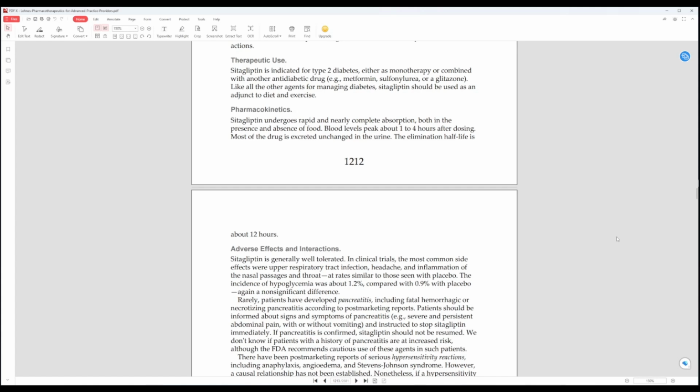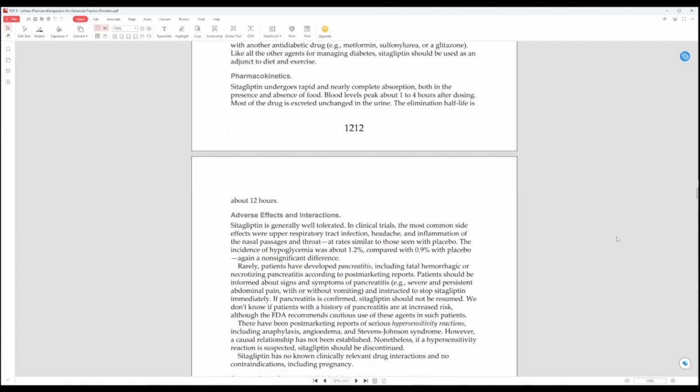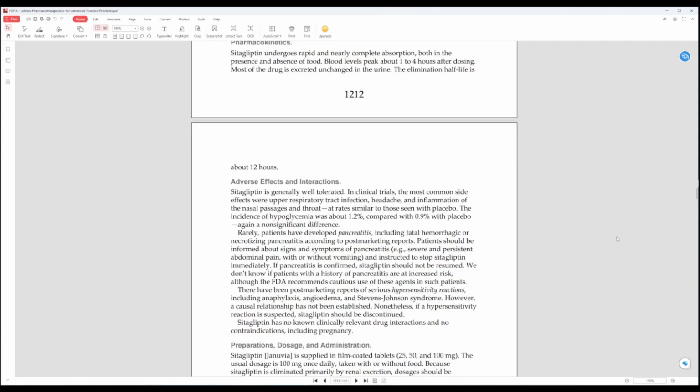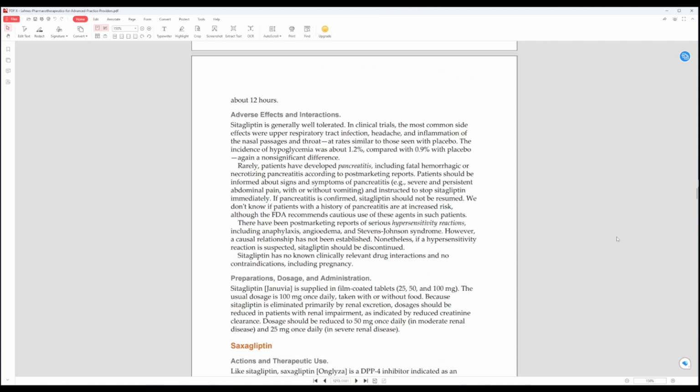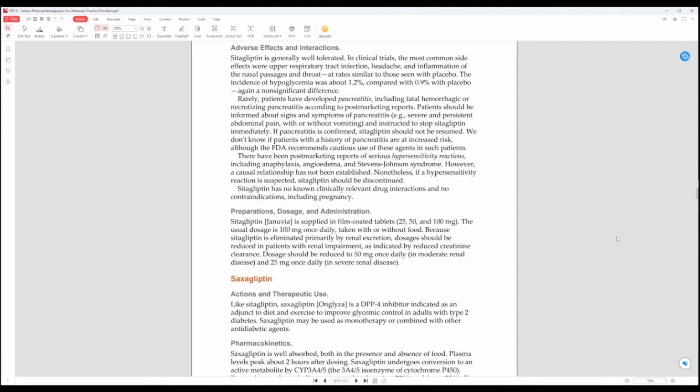Its pharmacokinetics. Sitagliptin undergoes rapid and nearly complete absorption, both in the presence and absence of food. Blood levels peak in 1 to 4 hours after dosing. Most of the drug is excreted unchanged in urine. The elimination half-life is about 12 hours. It also comes with some side effects.